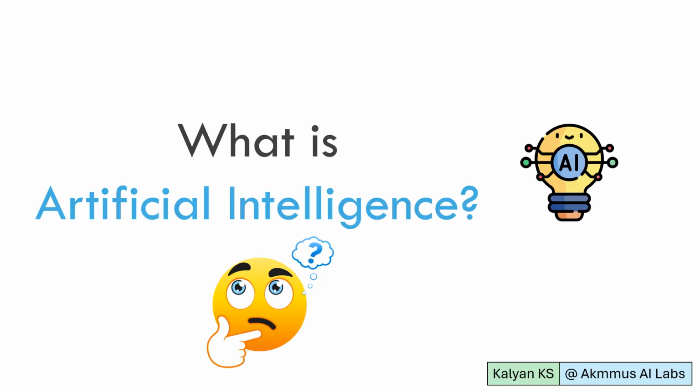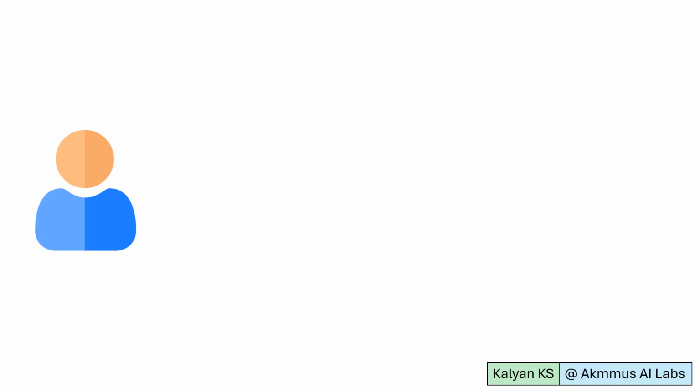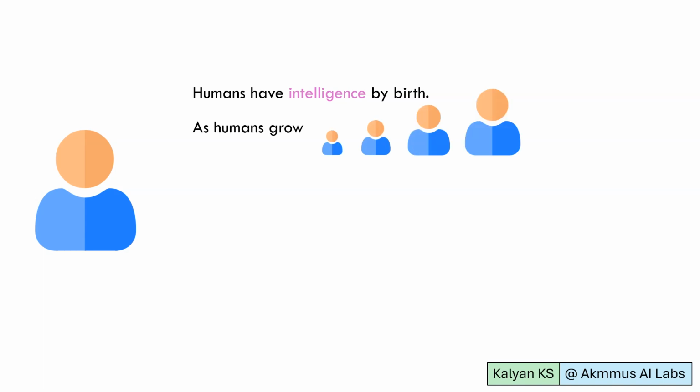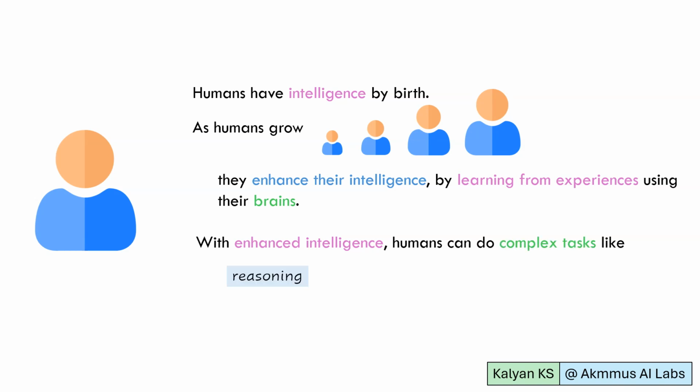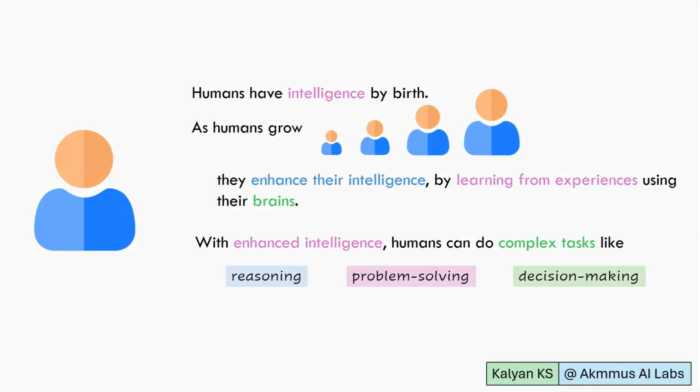Before diving into generative AI, first let us see, what is artificial intelligence? Humans have intelligence by birth. As humans grow, they enhance their intelligence by learning from experiences using their brains. With enhanced intelligence, humans can do complex tasks like reasoning, problem-solving, and decision-making.